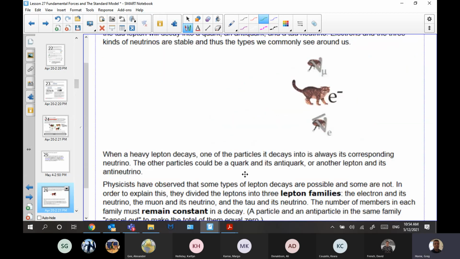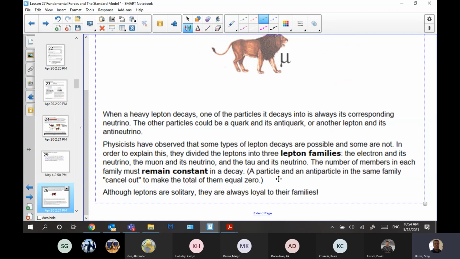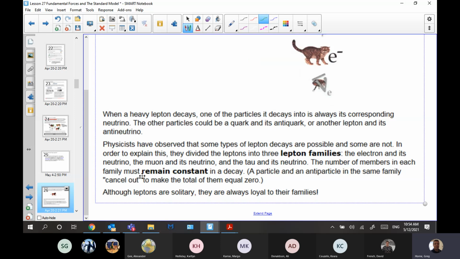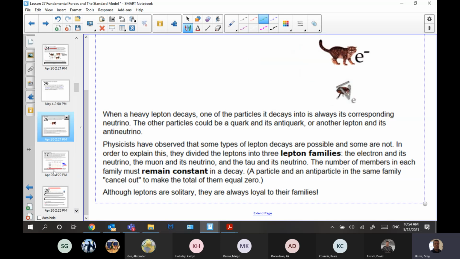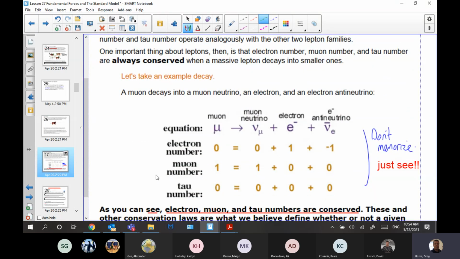So it says here when leptons decay, they become anti-quarks and anti-neutrinos and so on, right? But something that's true is that the numbers of the families have to remain constant. Like we were talking about, remember I said there's different flavors and charges and colors and so on. I'm not asking you to memorize this. I'm just showing you the idea of it.